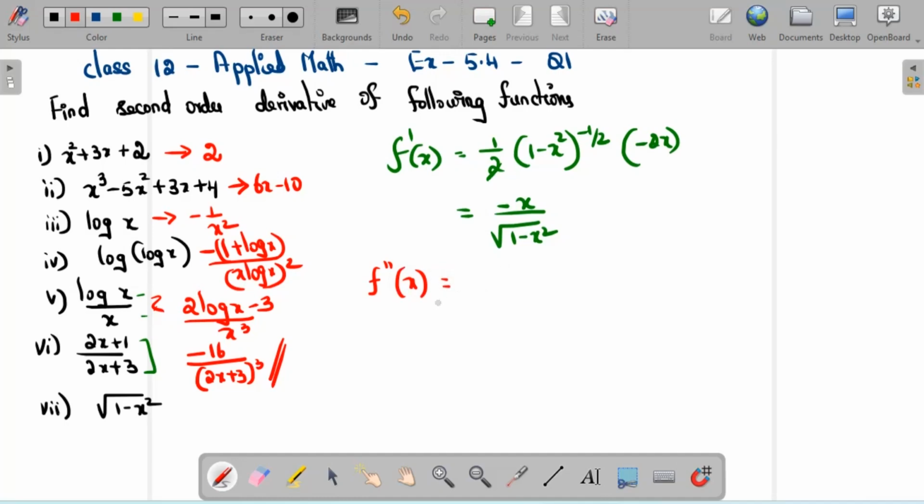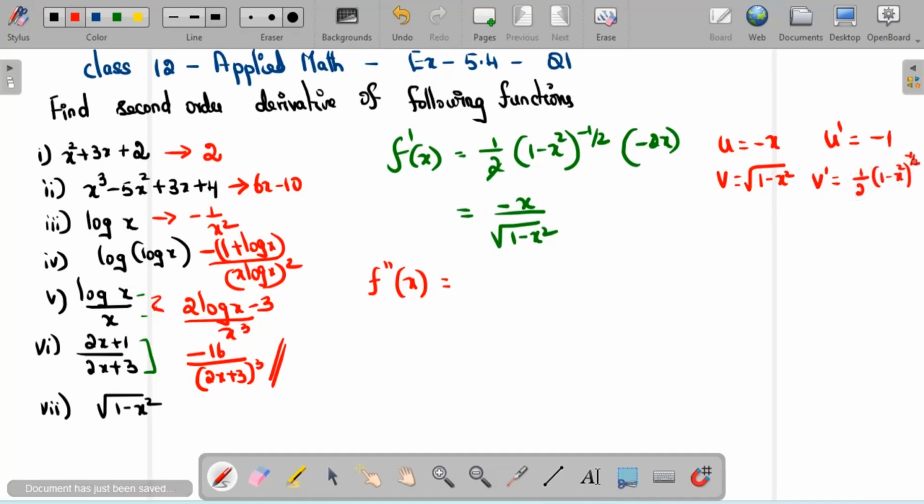For that, we are going to apply u by v. So u is equal to minus x, which means u dash is minus 1. V is equal to root of 1 minus x squared. So v dash is equal to half into 1 minus x squared to the power minus half into minus 2x. That's what you did in the first order derivative, right? So you can cancel out the 2 and 2. So this is minus x divided by root of 1 minus x squared. This is the entire f dash of x that is coming as v dash.